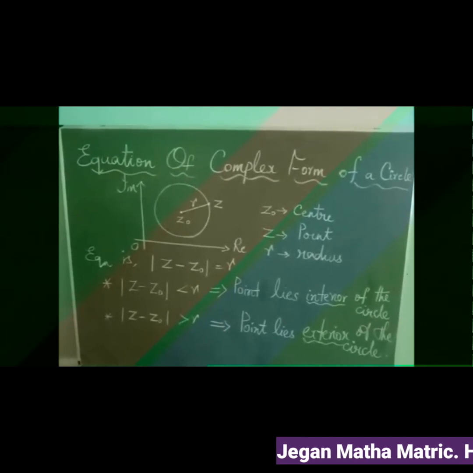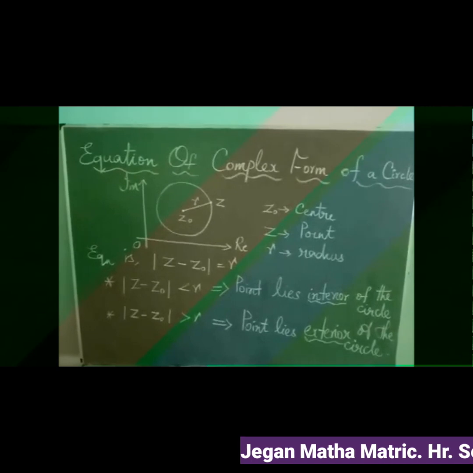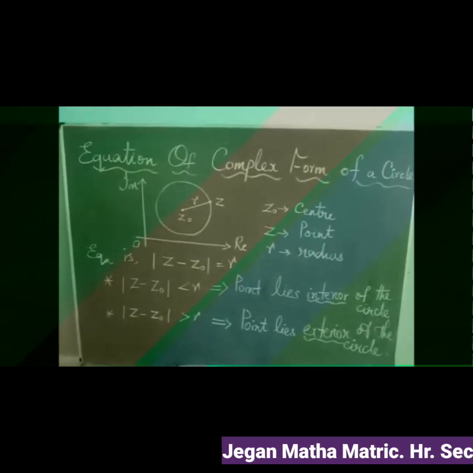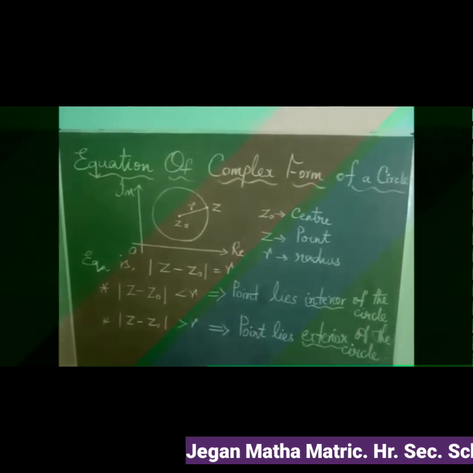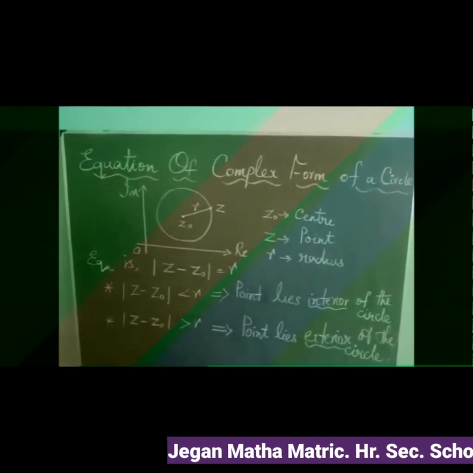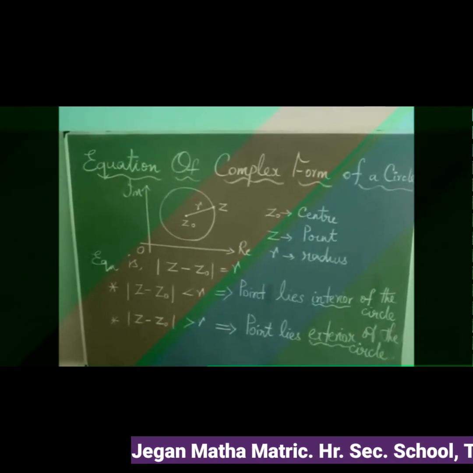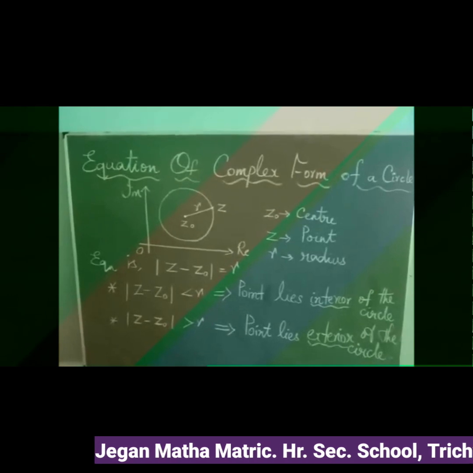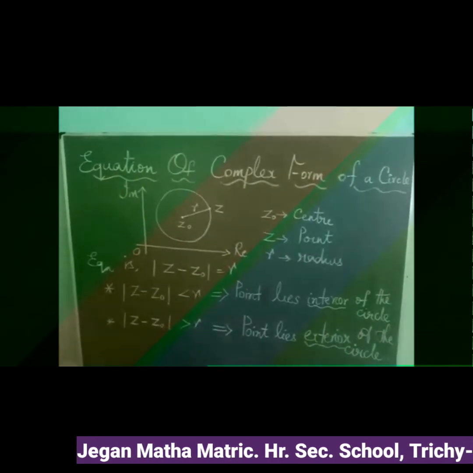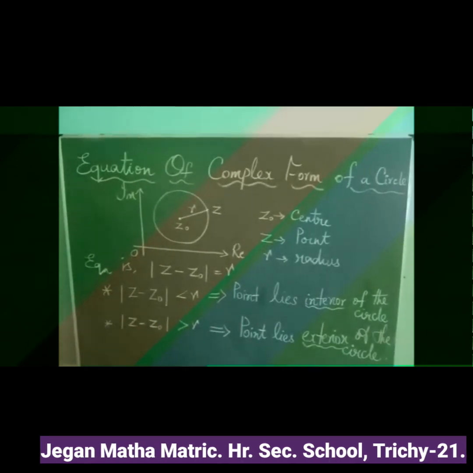A circle is defined as the locus of a point which moves on a plane such that its distance from a fixed point in that plane is always constant. That fixed point is the center and the constant distance is the radius of the circle. This is the definition of circle.